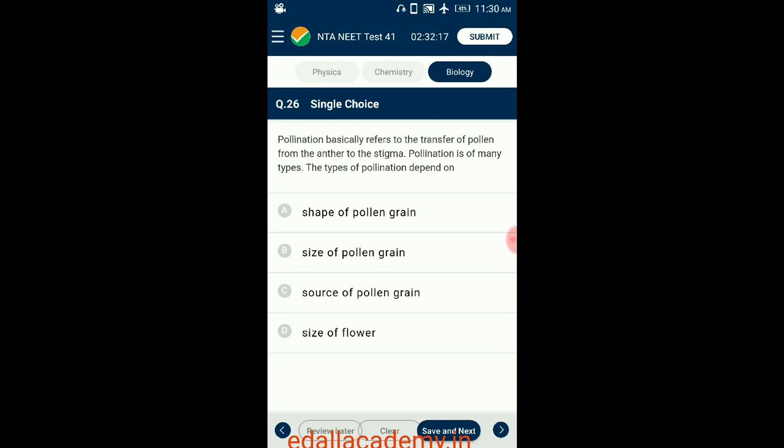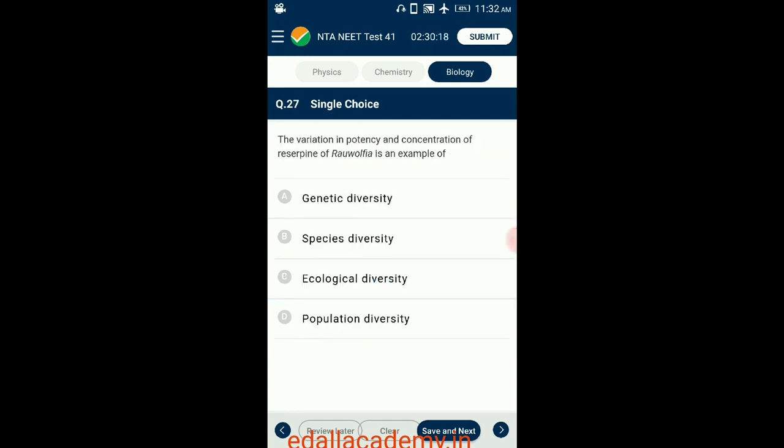Geitonogamy. It refers to the transfer of pollen grain from anther to stigma of another flower of the same plant. It is functionally cross pollination, involving the help of a pollinating agent, and genetically autogamy. Third one is xenogamy. It refers to the transfer of pollen grain from the anther to stigma of a different plant. It involves the transfer of genetically different types of pollen grains to the stigma. So the answer for this question is option C, source of pollen grain.